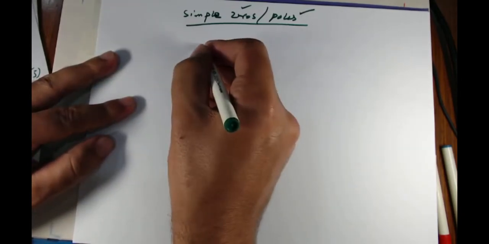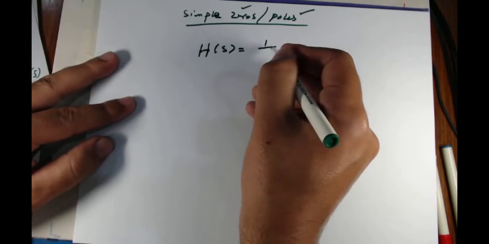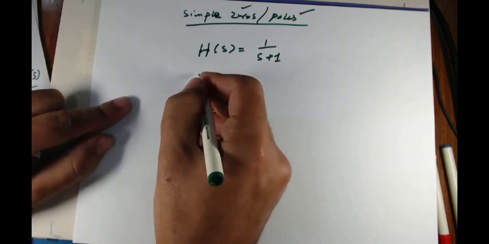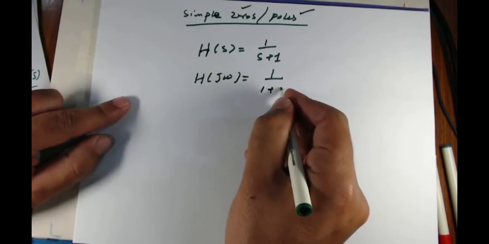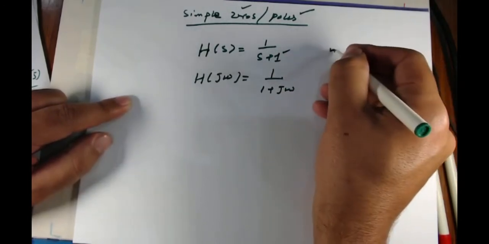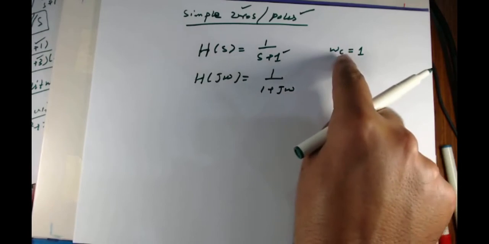Let's say we have a transfer function of this form: H(s) = 1/(s + 1). We need to plot its phase. First we can write it in j omega form. This will be nothing but 1/(1 + j omega). You need to understand that this 1 is your omega c equal to 1. This could be anything; we will see as we progress and solve different examples using simple poles. But just remember that omega c here is 1.